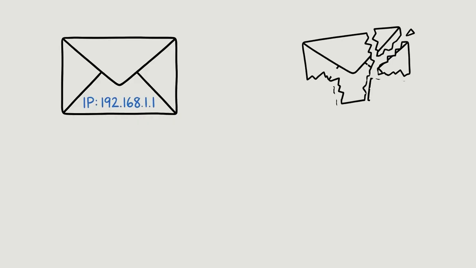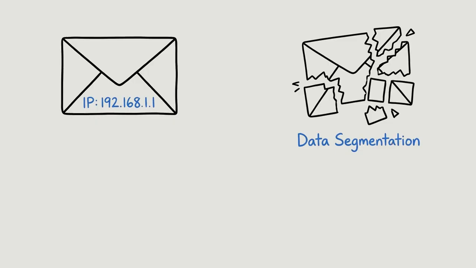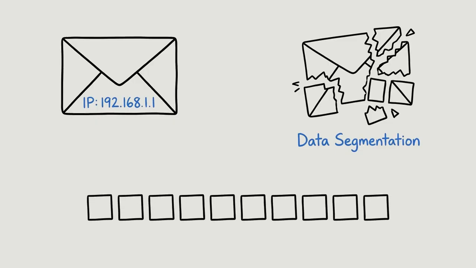Now your request has a real destination, but it still doesn't travel as one solid piece. Instead, it gets broken into many tiny chunks called packets. Imagine taking a letter and cutting it into 10 pieces. Each piece gets labeled so it can be put back together later.